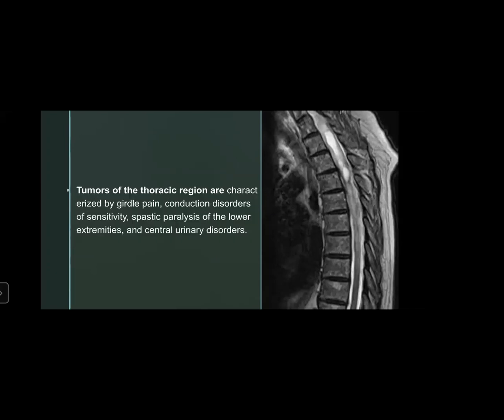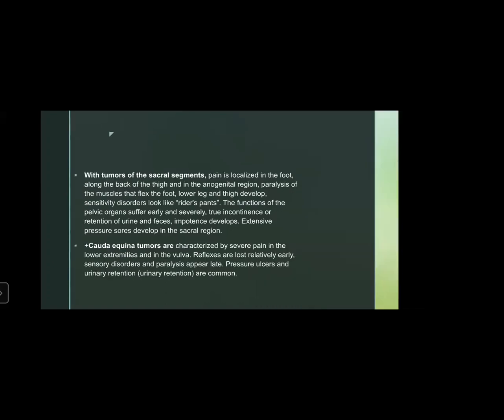Tumors of the thoracic region are characterized by girdle pain, spastic paralysis of the lower extremities, and central urinary disorders. With tumors of the sacral segment, pain is localized in the foot, along the back of the thigh, and in the genital region. The function of the pelvic organs suffers early and severely, with incontinence or retention of urine and feces. Caudal tumors are characterized by severe pain in the lower extremities and in the vulva. Reflexes are lost relatively early, while sensory disorders and paralysis appear late. Pressure ulcers and urinary retention are common.